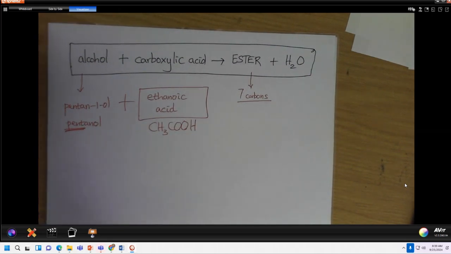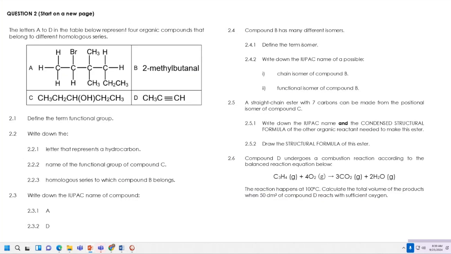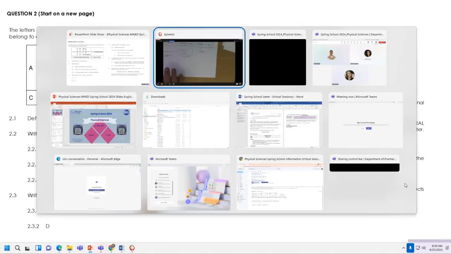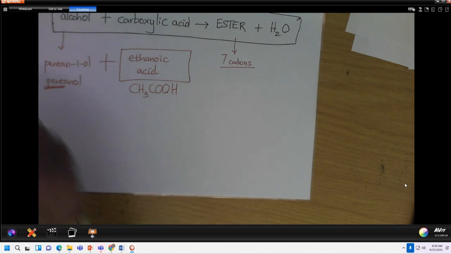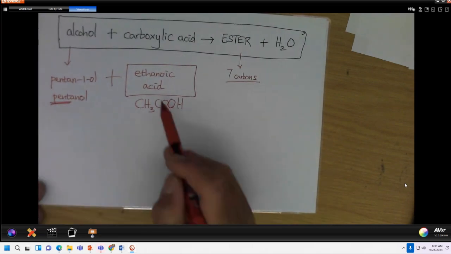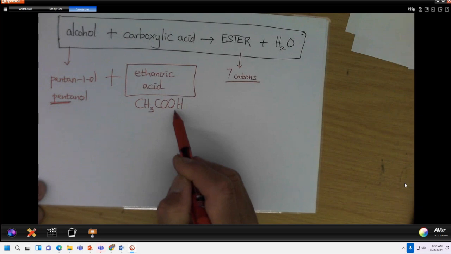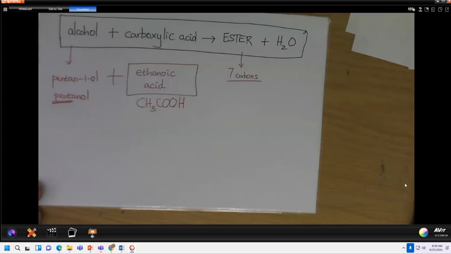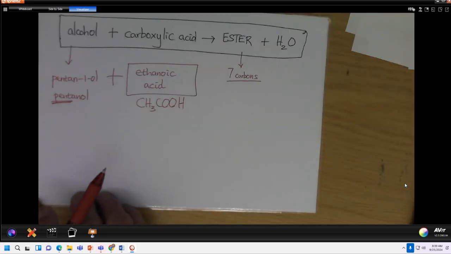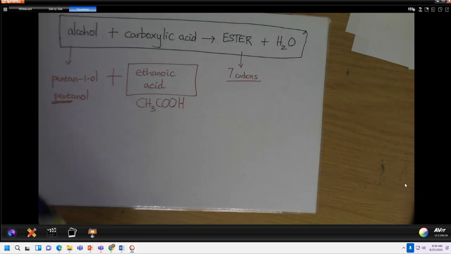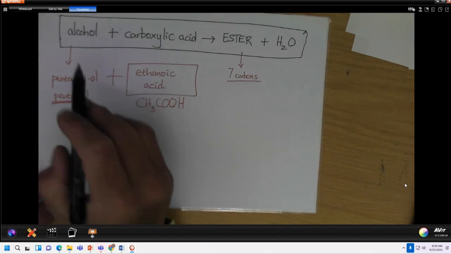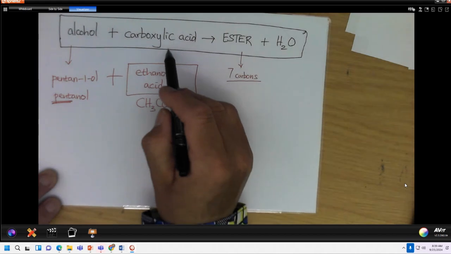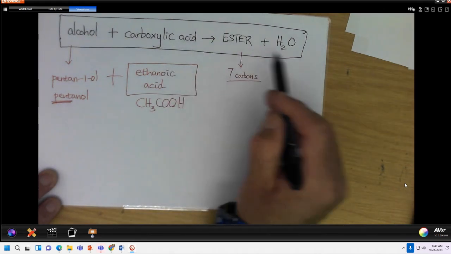So now here's the deal. When we go back to the question, draw the structural formula of this ester. The question now shifts. The focus now shifts: while we know ethanoic acid, we know pentanol, we now must find the ester. How do we draw that? Well, it's very, very easy now. So remember, the alcohol plus the carboxylic acid is going to give rise to an ester plus water.